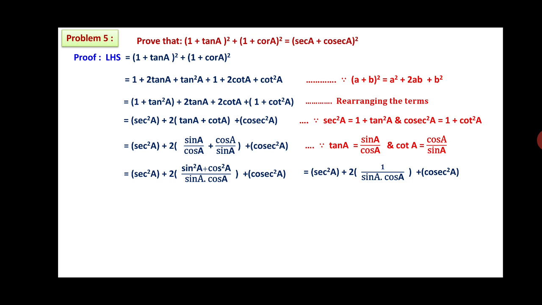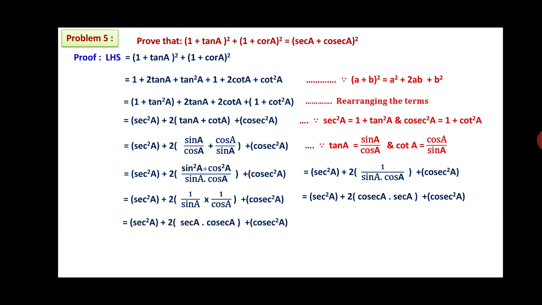At the numerator sin square a plus cos square a is 1, that value substituted. Now sec square a plus 2 into 1 upon sin a into 1 upon cos a, plus cosec square a. This is nothing but sec square a plus 2, 1 upon sin a is cosec a, into 1 upon cos a is sec a, plus cosec square a. Therefore it could be written as, rearranging the terms, sec square a plus 2 into sec a into cosec a plus cosec square a. This is nothing but sec a plus cosec a bracket square, which is your RHS.